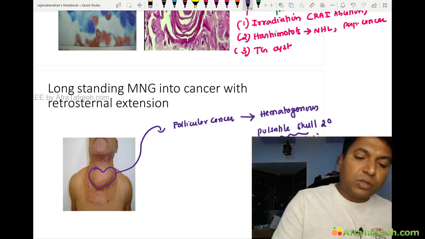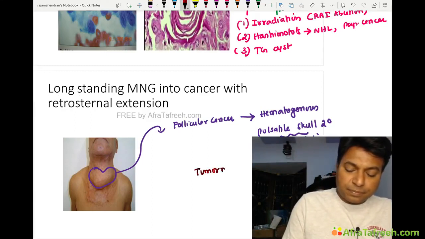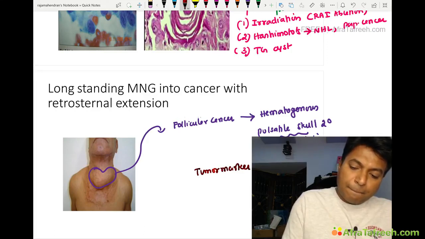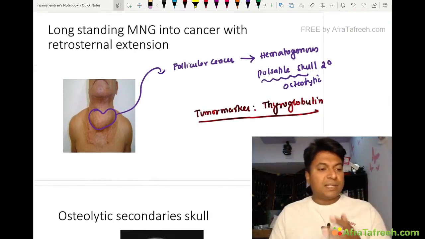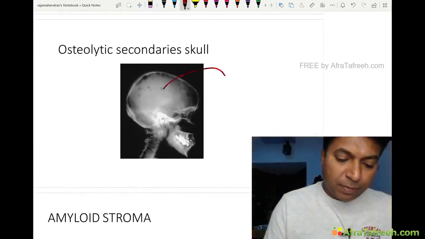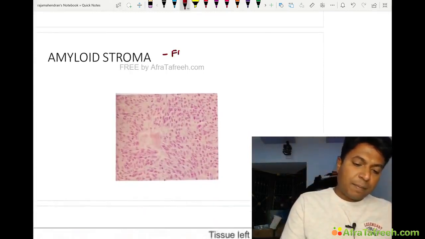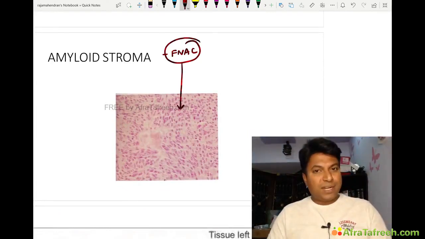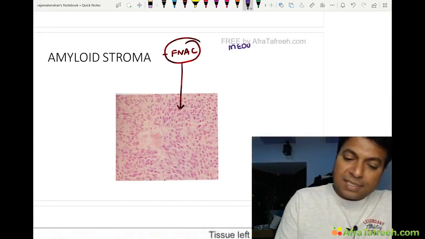What is the tumor marker for these two cancers? These two are well differentiated cancers. We have a tumor marker. What is it? The tumor marker is thyroglobulin. Thyroglobulin is a tumor marker for papillary and follicular cancer. You can see an osteolytic skull secondary in case of follicular cancer. So where will you get amyloid stroma on FNAC? Fine needle aspiration cytology shows amyloid stroma. What is the condition? It is medullary cancer thyroid.